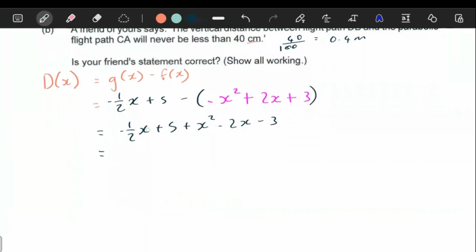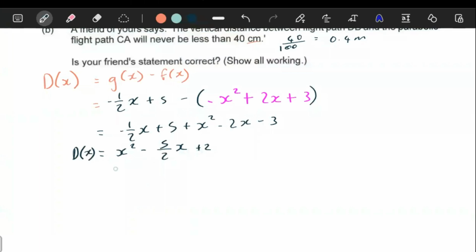This plus 1 is a positive. No, those are not like terms. The x squared does not have a like term. This negative that is going to be this. And then 5 minus the 3 is going to give you a positive 2. This is the equation of your distance.